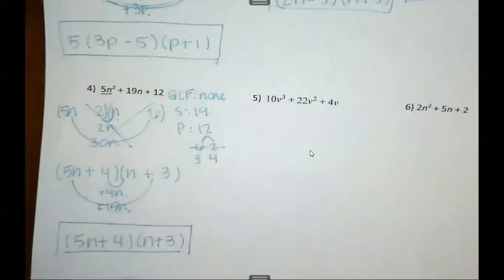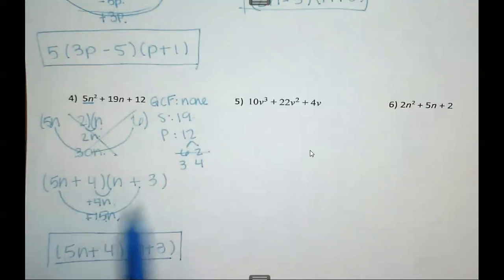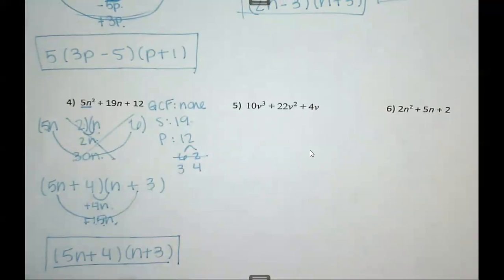So we may not always choose the right numbers on our first guess. So it takes a little trial and error to make sure that they work. So when you check your inner and outer, it has to give you numbers that you could add up in some way to get your sum.